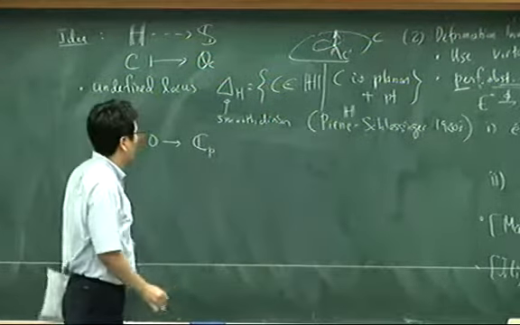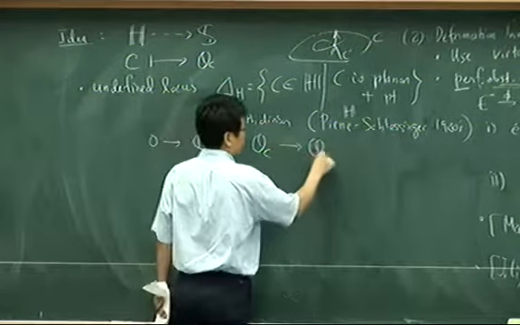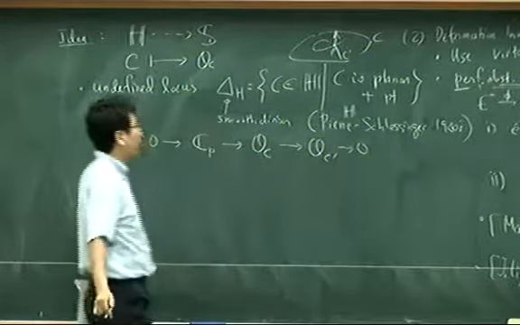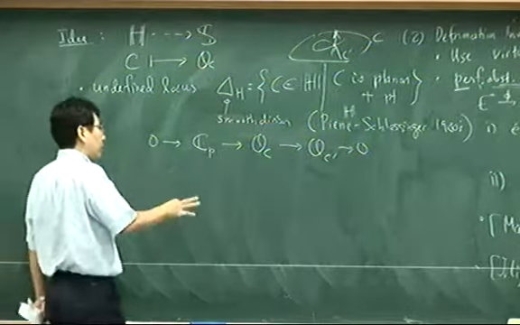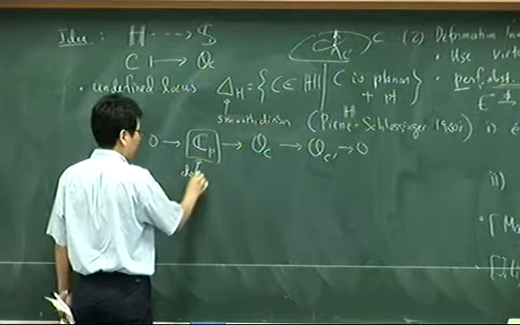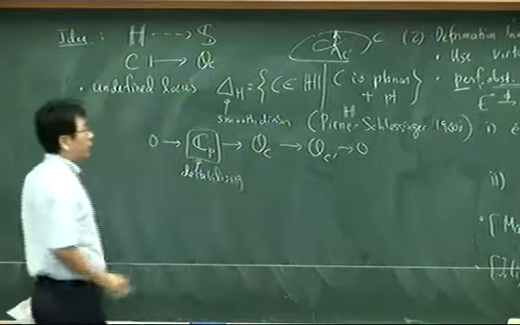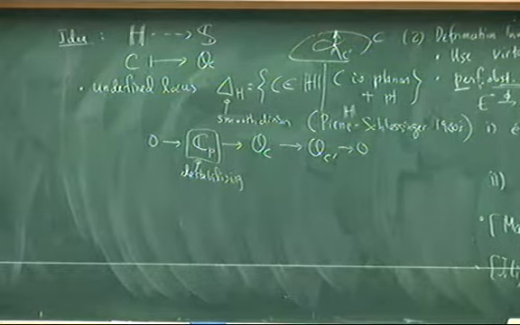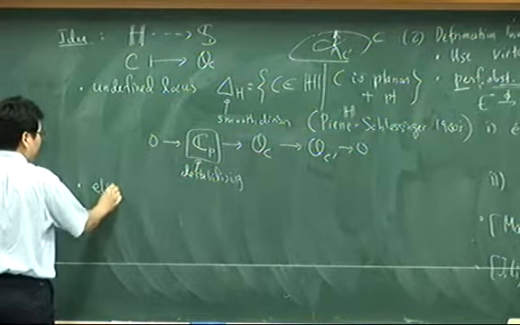Then you have a short exact sequence. The structure sheaf of C goes to the structure sheaf of C prime, which goes to 0. And it follows immediately from the stability condition that this is destabilizing. This is not stable. How do we get rid of the destabilizing subsheaf? There is a standard technique called elementary modification or Kiem modification.